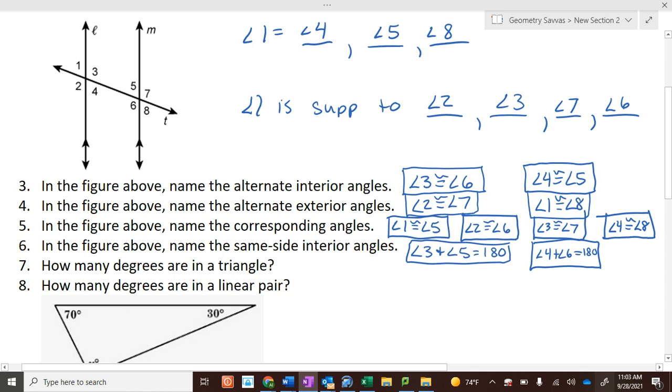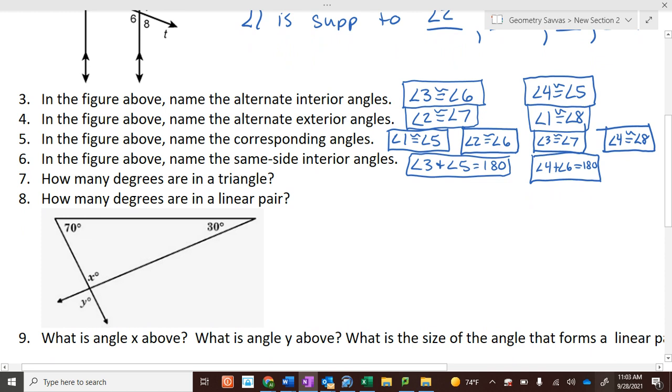So, same side interior angles are supplementary. Corresponding angles are congruent. Alternate exterior angles are congruent. Alternate interior angles are congruent. Okay? So know that stuff. How many degrees are in a triangle? How many degrees are in a linear pair? 180. They're both 180.